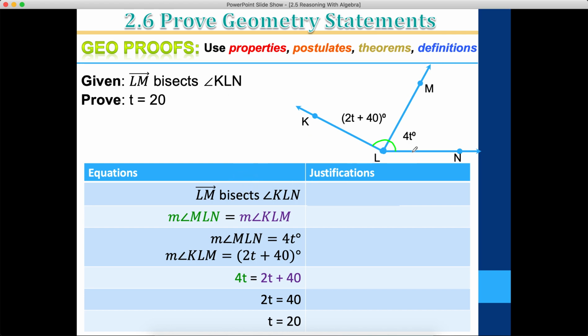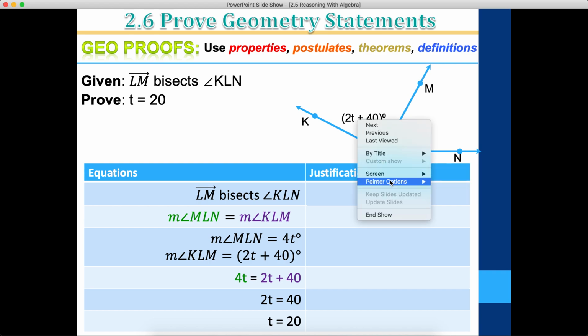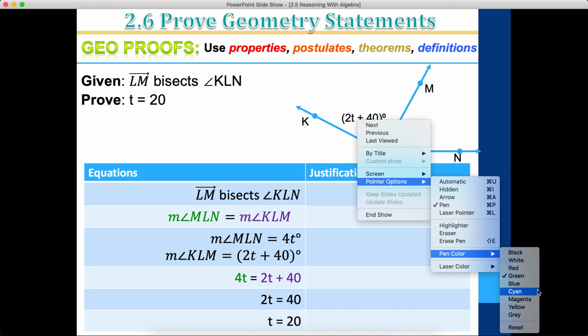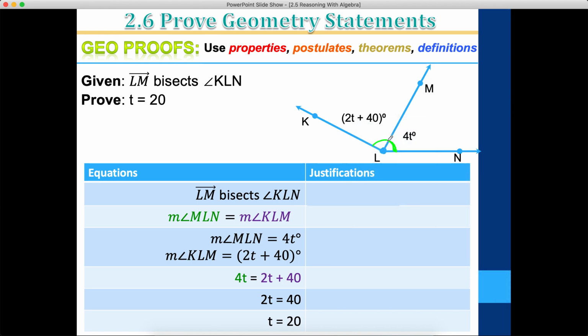Based on what we know bisection to mean, here is where we can say that this angle on the right, MLN, is going to be congruent to, maybe I'll stay color-coded here. I think magenta is the closest I have to purple. We know that MLN is going to be equal to MLK. Think about how we know that based on the previous line.